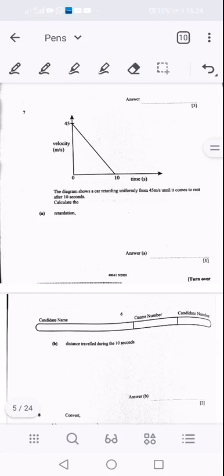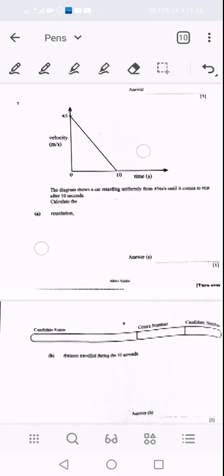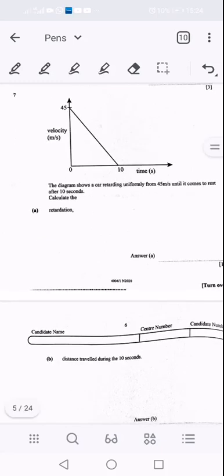Right, we are on number 7 today. And here is the question that we have. Now, this is a speed time graph. Okay, the question is simple.